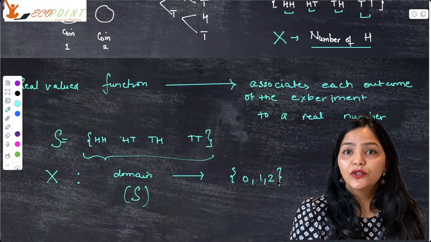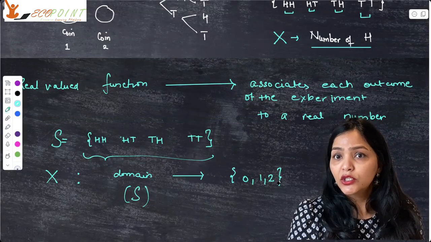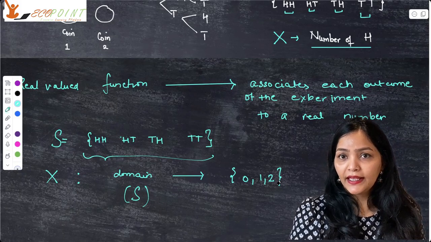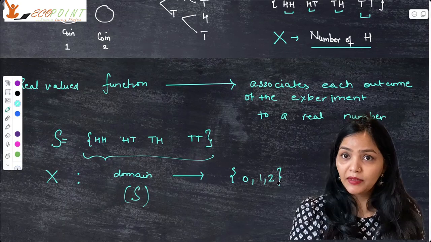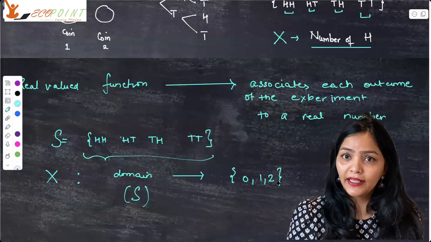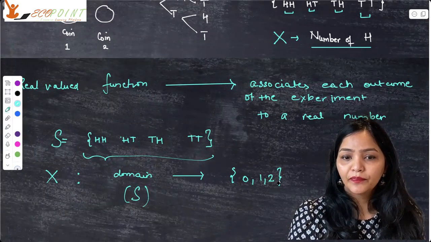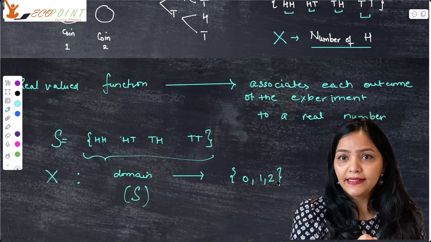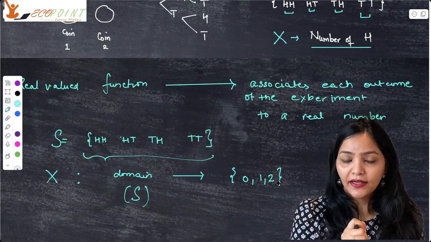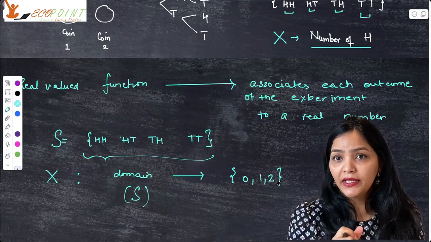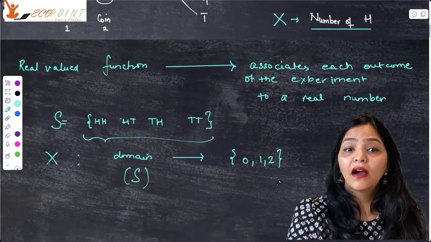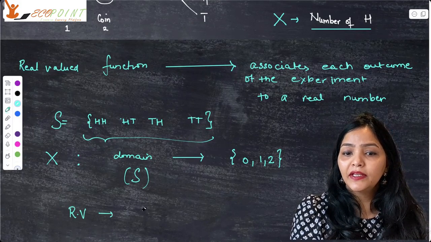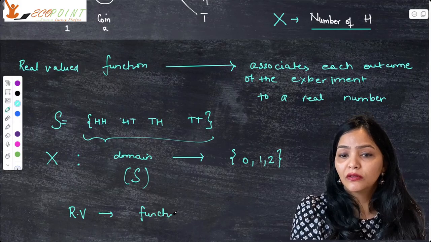Since we are tossing two coins, or tossing one coin twice, at the maximum I can get two heads. And at the minimum, there can be a case of tails, and therefore there can be no heads at all. This is the concept of random variable. Why is it so important to understand random variable? The name is variable, but what is its job? Its job is that of a function. Always remember, a random variable is nothing but a function.